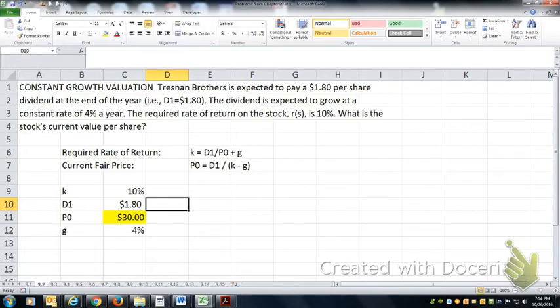That doesn't mean that's what the stock's actually selling for. It might be higher or lower, but given that you think that the required rate of return ought to be 10%, and given that you forecasted 4% as the long-run dividend growth rate, and given that you've estimated that the dividend a year from now would be $1.80, then a series of dividends of $1.80 this year, and then higher by 4% the year after, and higher by 4% the year after, the fair value of that would be $30.